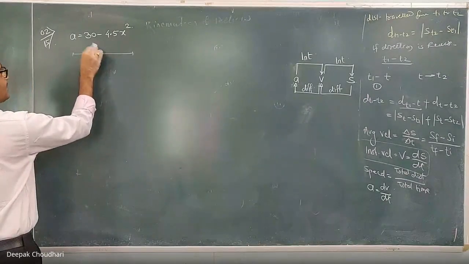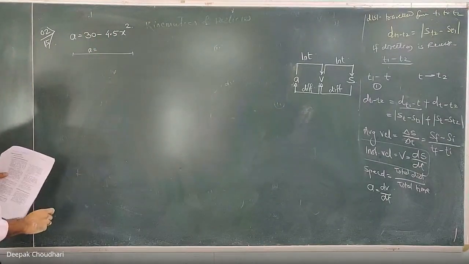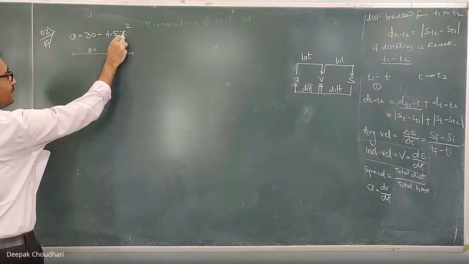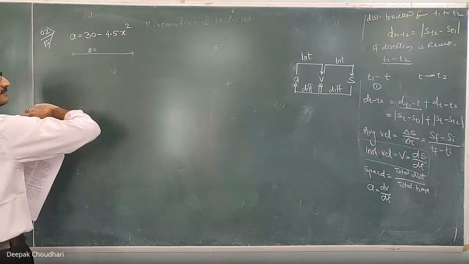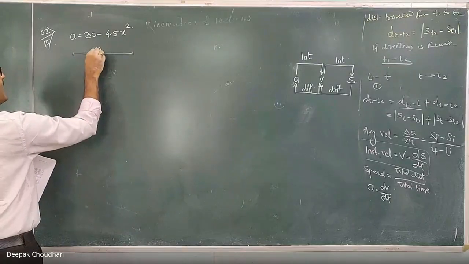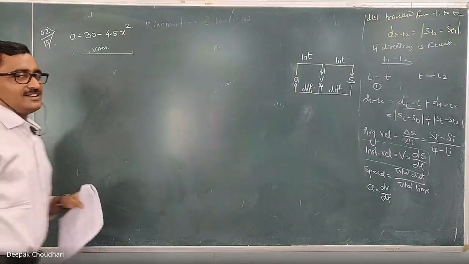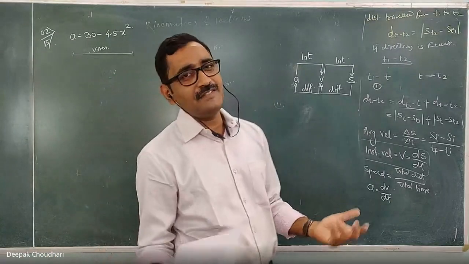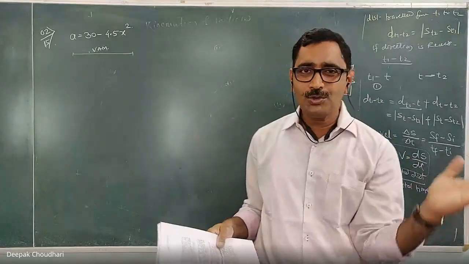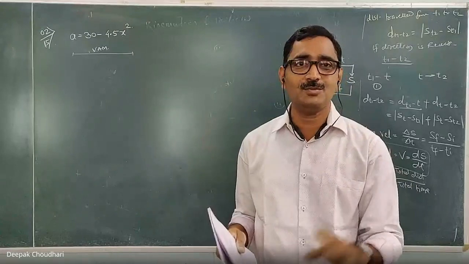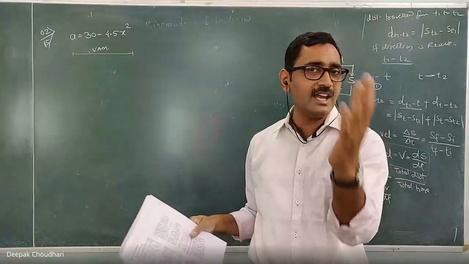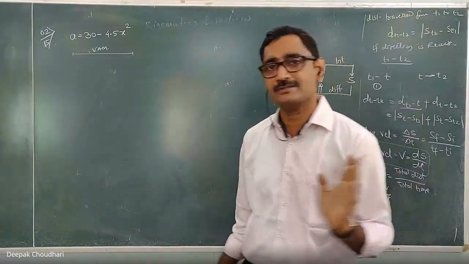Here an acceleration is given. If you observe that acceleration is a function of displacement, it means as the displacement changes, the magnitude of acceleration changes. So this becomes a variable acceleration motion. And once it is decided that it is a variable acceleration motion, don't use the kinematic equation of uniform acceleration motion, s equal to ut plus half at square, that is not applicable over here.